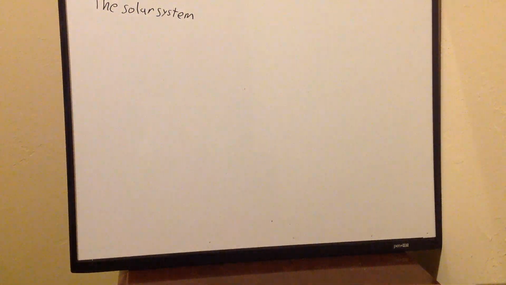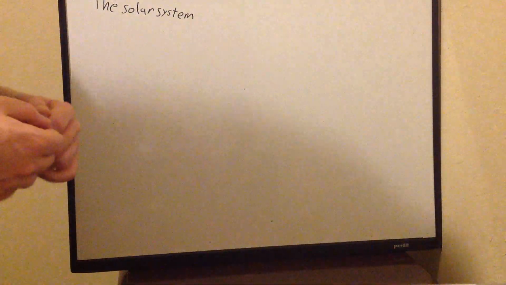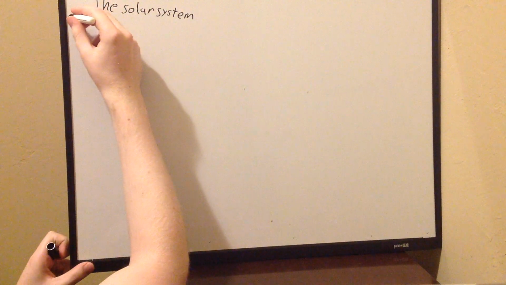So, what is the solar system? The solar system is just the region of space dominated by the sun's gravity, basically. So, at the middle of the solar system, we have the sun.